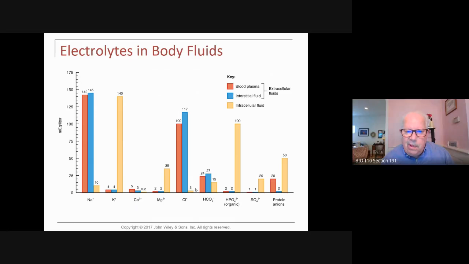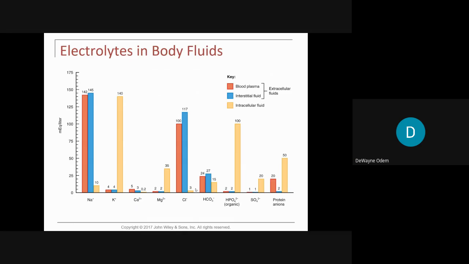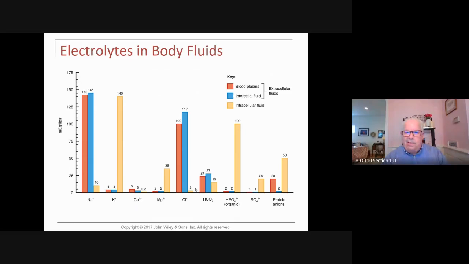Melanie, are you there? Dwayne. I'm here. Did you hear the question? Yes. Would it be potassium? Yes, potassium. So the most abundant cation in the intracellular fluid is potassium. Very well done. Jessica. Yeah, I'm here. Okay, good.